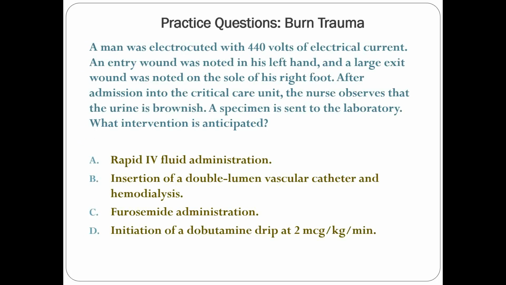A man was electrocuted with 440 volts of electrical current, and an entry wound is noted in the left hand with an exit on the sole of his right foot. After admission to the critical care unit, the nurse observes that the urine is brownish and a specimen is sent to the laboratory. So what intervention is anticipated? And the answer is A, rapid IV fluid administration.